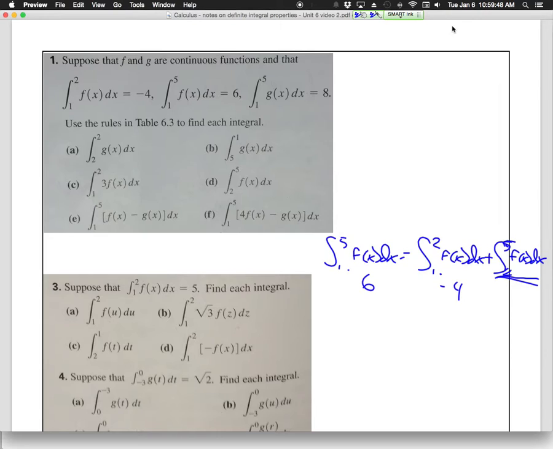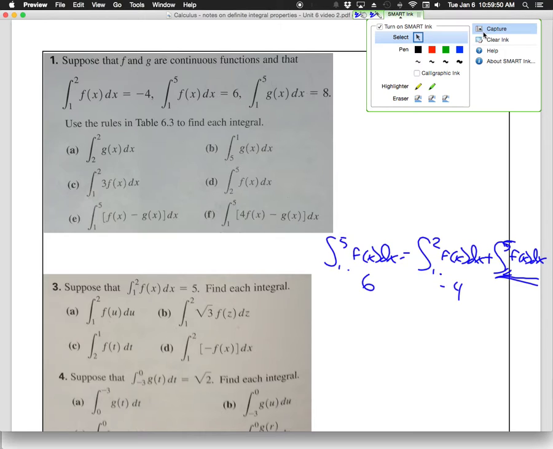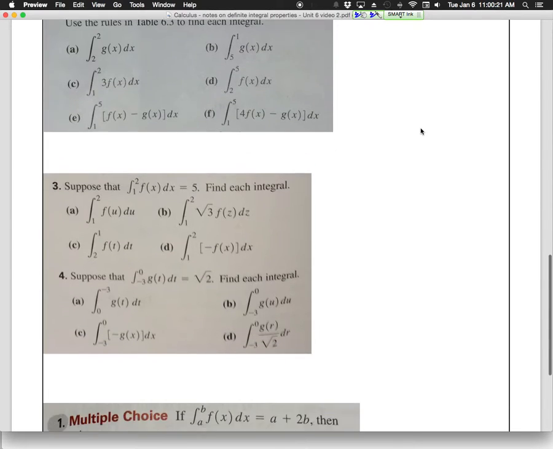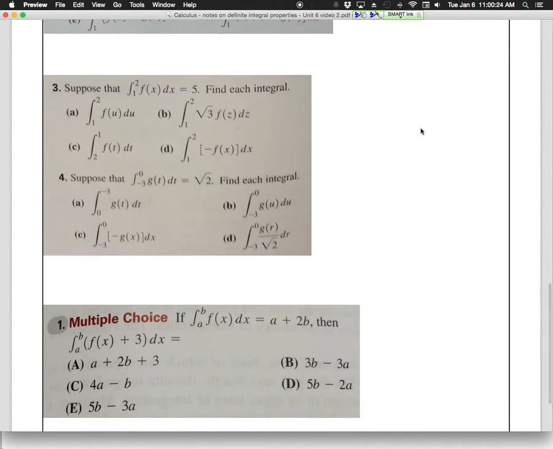All right, E, Logan. The integral from 1 to 5 of f of x minus g of x. -2 is correct. Any issues with -2? Samantha, F. 1 to 5 of 4 times f of x minus g of x. What'd you say? 16. 16 is correct. Because I have 4 times 6, which is 24. 24 minus 8 gives me 16. Rock, the integral from 1 to 2 of f of u du.